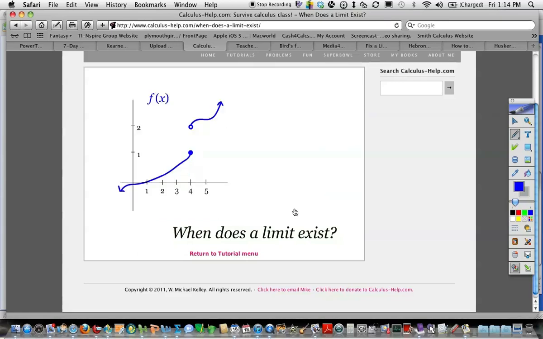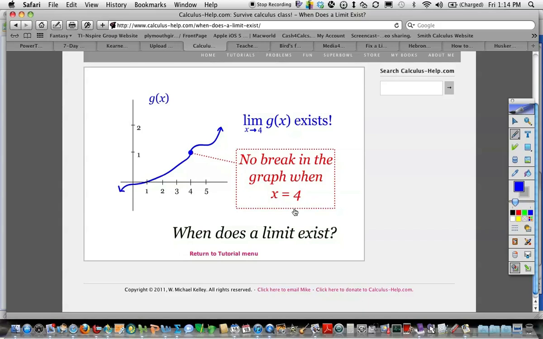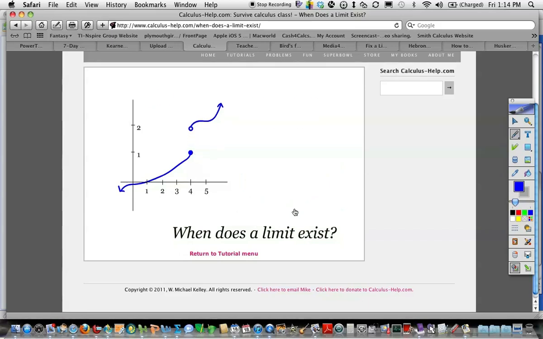Now let's change this function just a little bit. This new function, we'll call g of x, does possess a limit. Can you see why that's the case? It's because the function no longer has a break at 4. Now, there's something to be said here. The previous function did not have a limit at 4. It did have a limit at many other points.